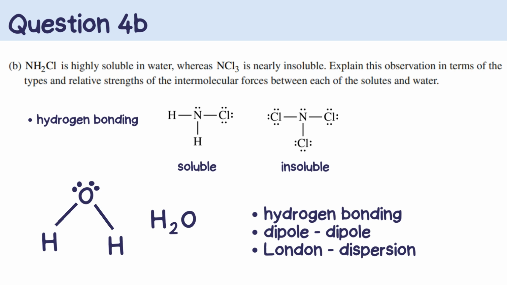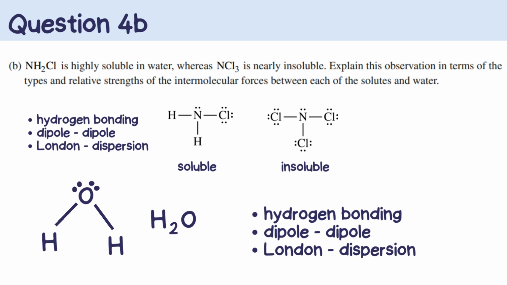So we're good on that. It also has dipole-dipole because of the partial positive and the partial negative apparent in the compound. And then, of course, it does have the London dispersion forces. Now let's find the IMF for the NCl3.